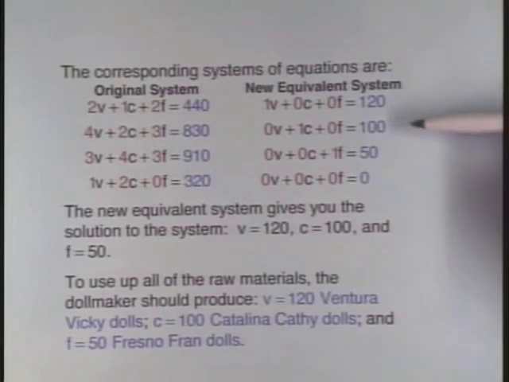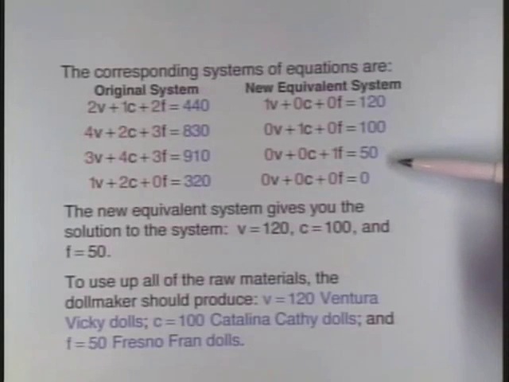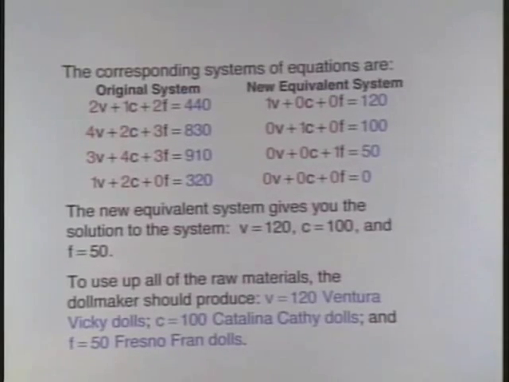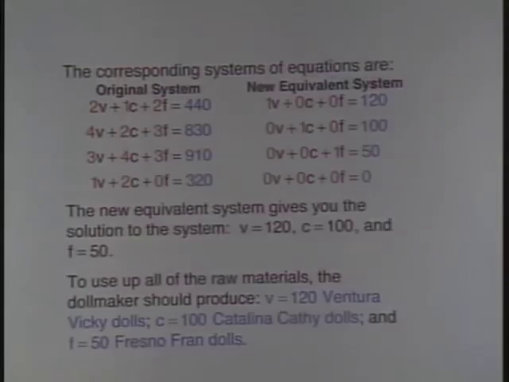V equals 120, C equals 100, and F equals 50. To use up all the raw materials, the doll maker should produce 120 Ventura Vicky dolls, 100 Catalina Cathy dolls, and 50 Fresno Fran dolls.